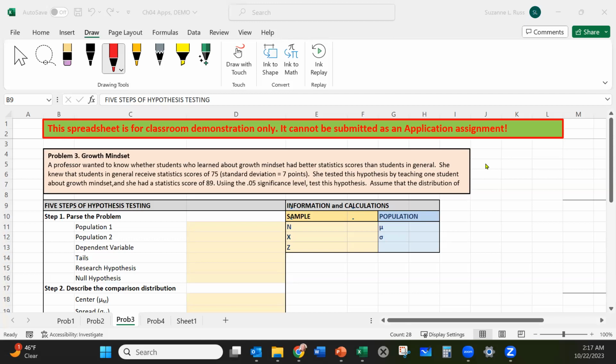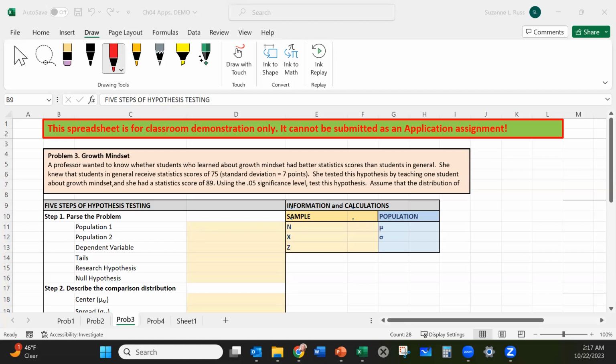So I'm going to demonstrate problem 3. This is really similar to the problem that you have in your problem 3 in your applications. A professor wanted to know whether students who learned about growth mindset had better statistics scores than students in general. She knew that students in general receive statistics scores of 75 with a standard deviation of 7 points.